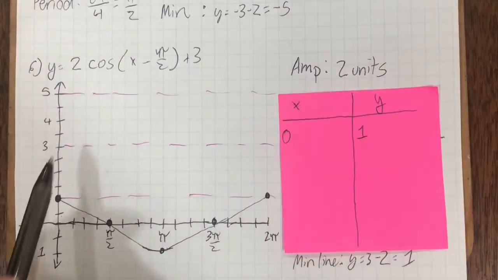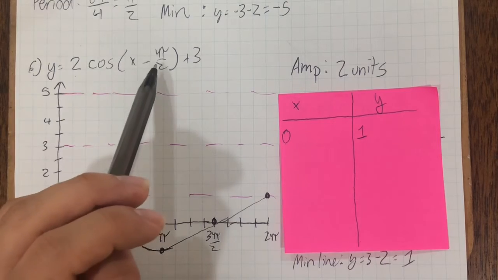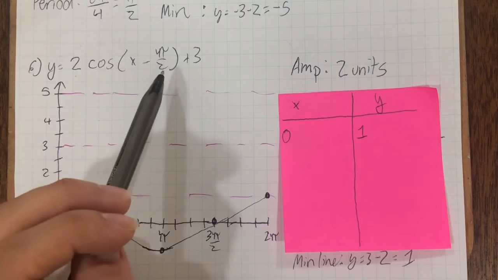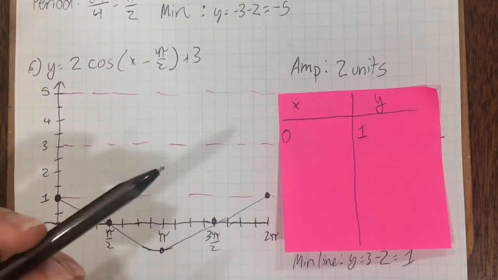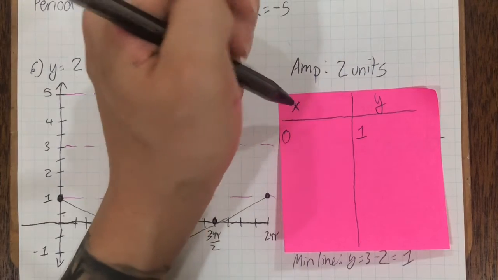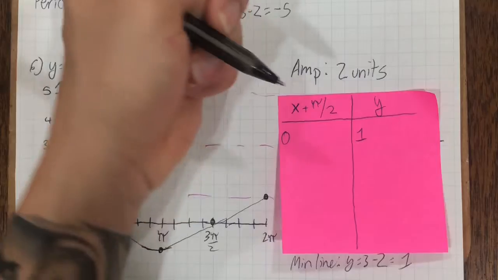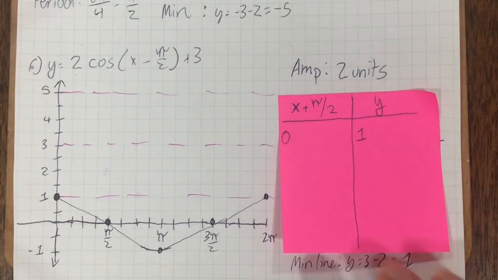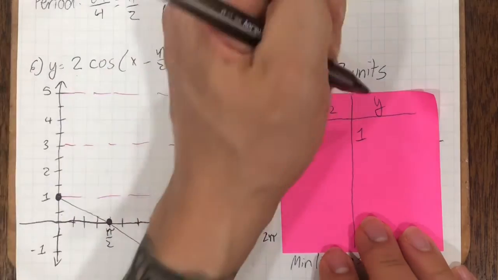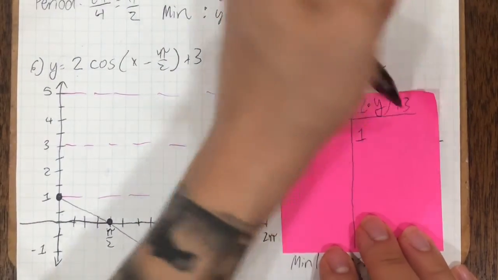All right, so if you take a look, we have 2, pi over 2, and 3. The pi over 2 is a phase shift, a horizontal shift, so that affects X. We said it would go to the right, so we're going to take each X value and add it to pi over 2. And then for the Y values, I have a coefficient in front of the whole trig function, so I'm going to multiply Y by 2, and after that, add 3.